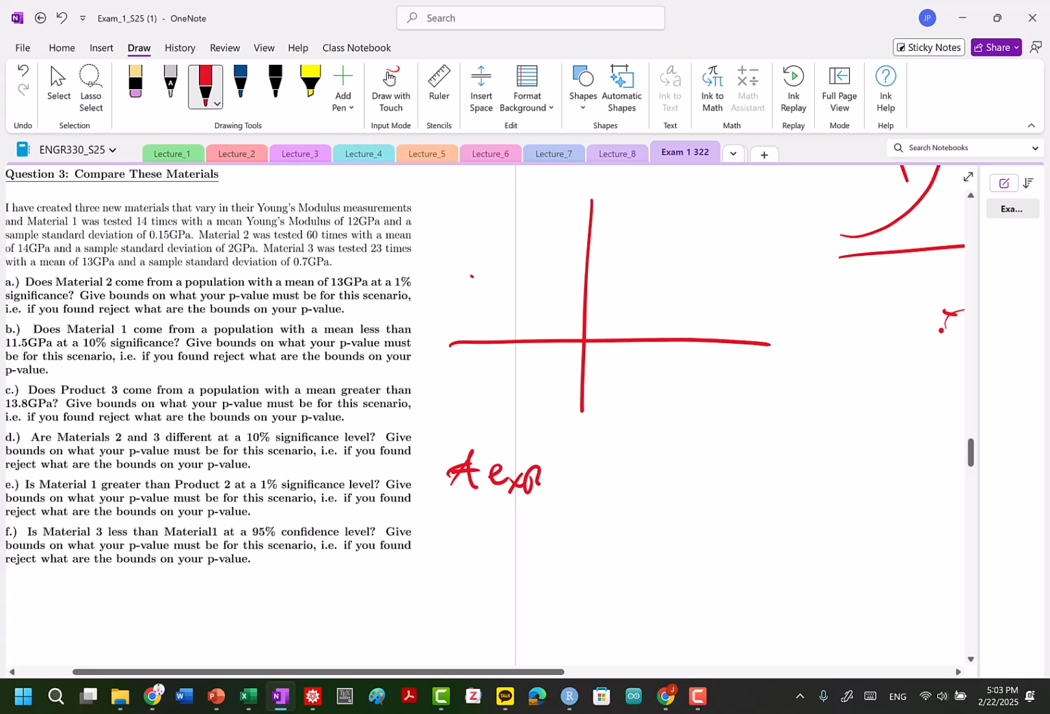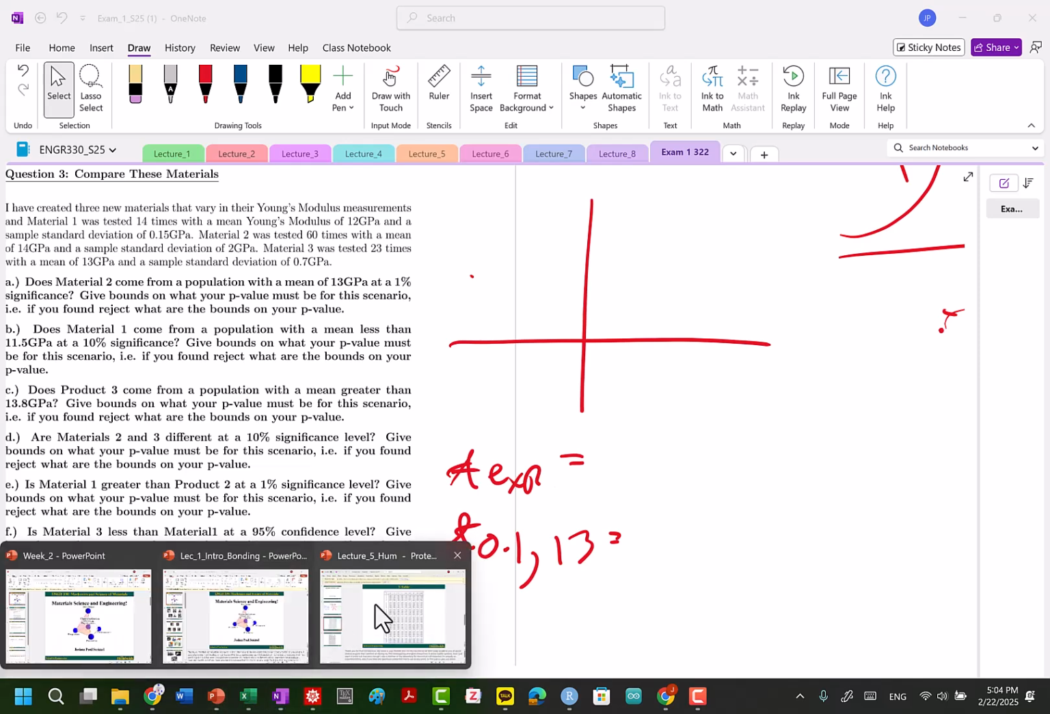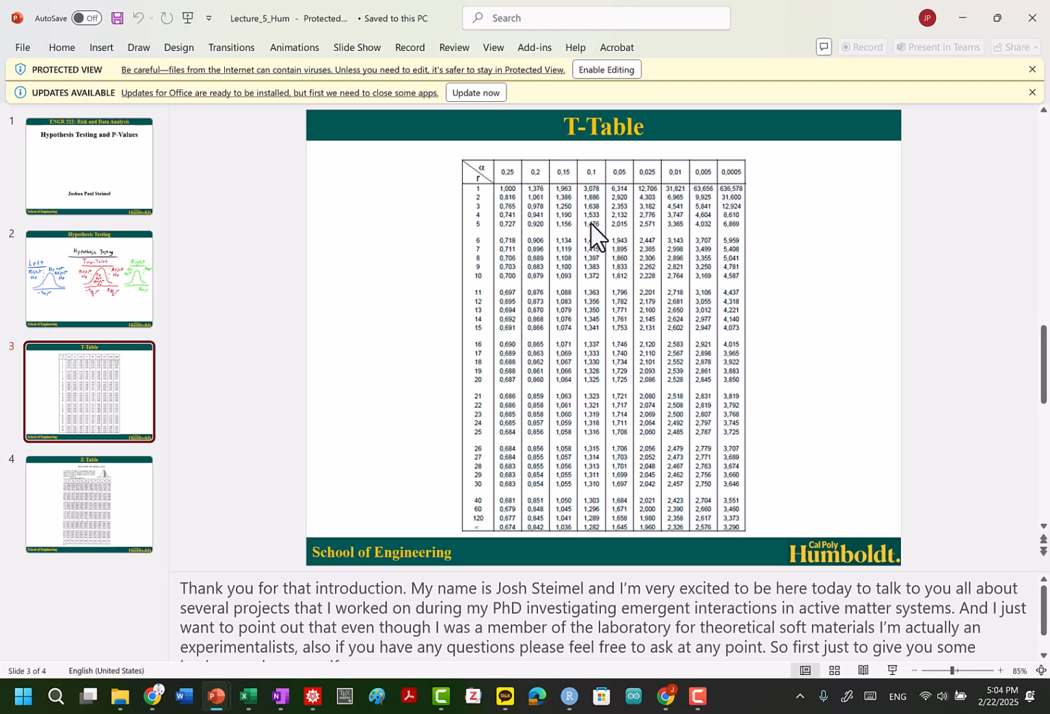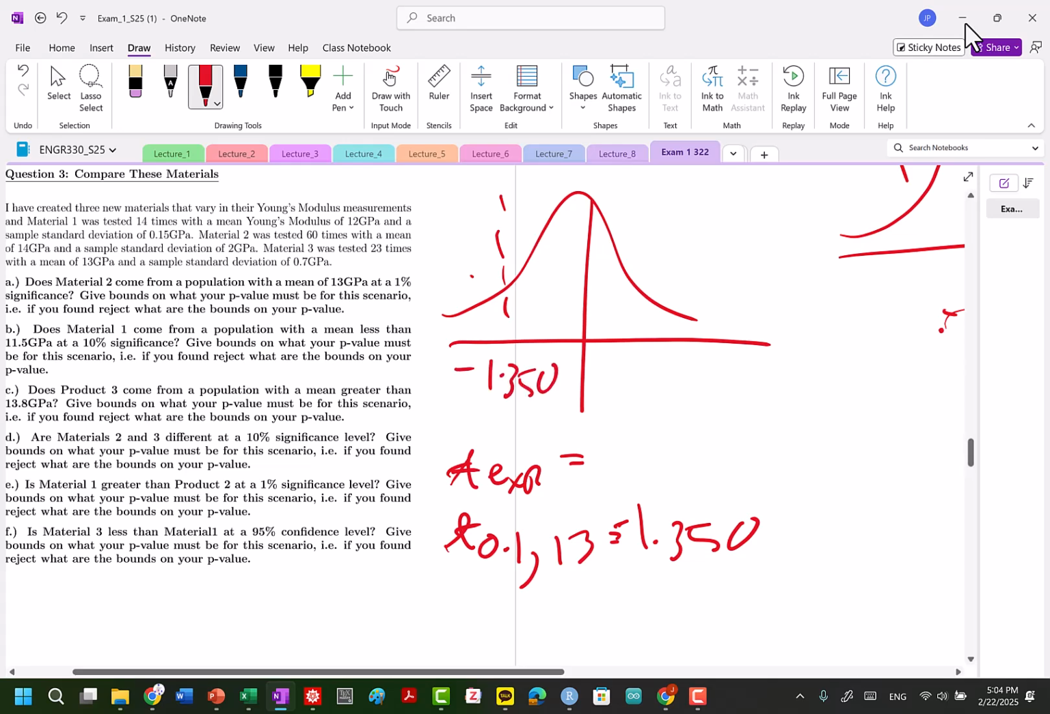For the next problem, does material 1 come from a population with mean less than 11.5? So we need our T experimental, and we're doing a T test. Alpha is going to be 0.1, and material 1 has 13 degrees of freedom. Looking up 0.1 and 13 gives us 1.350. It's left-tailed, so that means it's negative: minus 1.350.